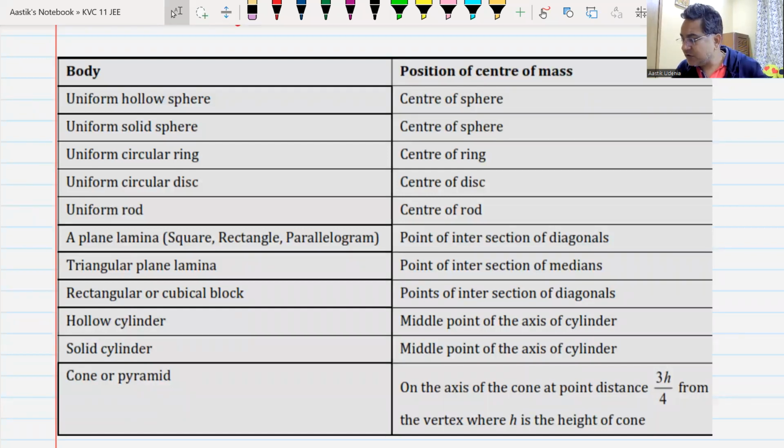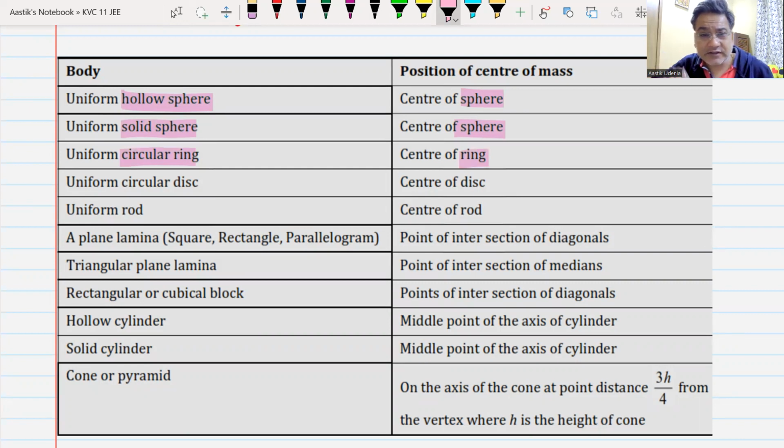Do you understand what is a hollow sphere? A football is a hollow sphere. Hollow sphere, center of the sphere. If you have a uniform body, it's always at the center. Whether it's a solid sphere also, it is the center of the sphere. Circular ring that you wear, girls wear rings. Circular ring, center of the ring.